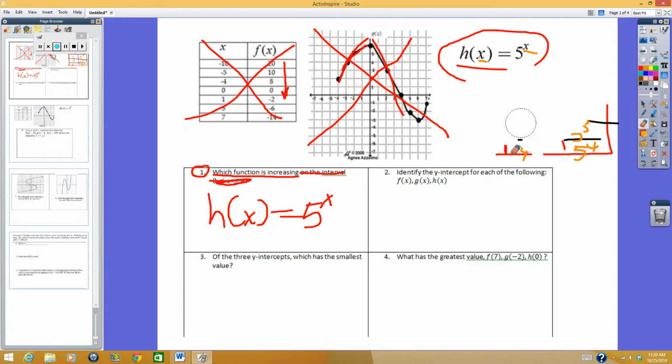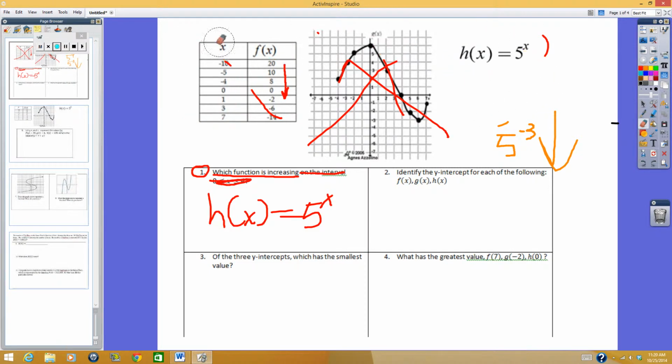Some people during class said, what if you start with a negative exponent? You can do that. 5 to the negative fourth, 5 to the negative third. It's still going to eventually get bigger, or it's getting bigger the whole time, really. Okay. Now I'm going to move on to number 2 while I'm erasing this.